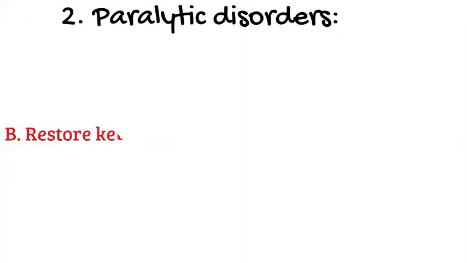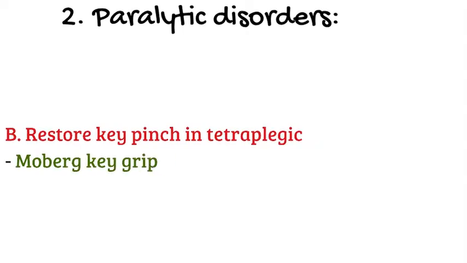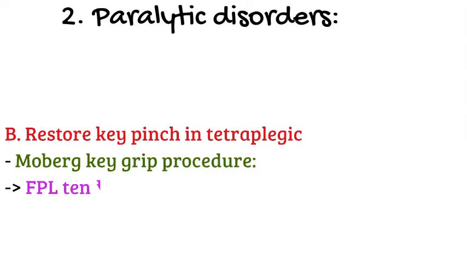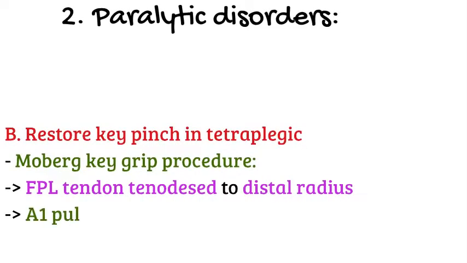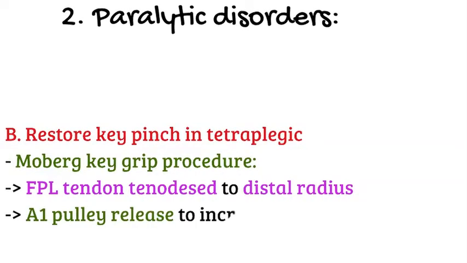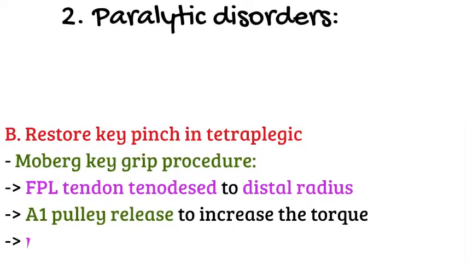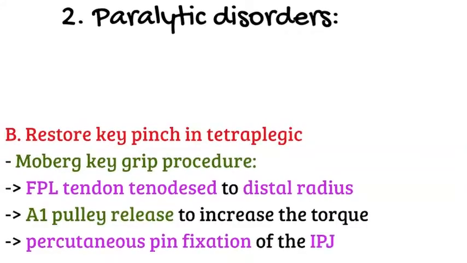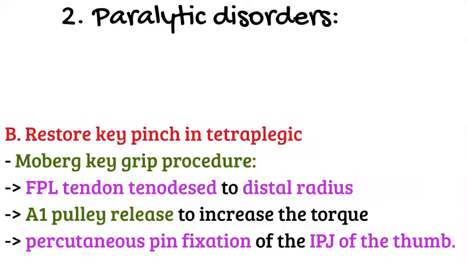B. Restore key pinch in tetraplegic. By using a Moberg key grip procedure, the flexor pollicis longus, FPL, tendon is tenodesed to the distal radius. A1 pulley release is done to increase the torque. Percutaneous pin fixation is done of the interphalangeal joint of the thumb.